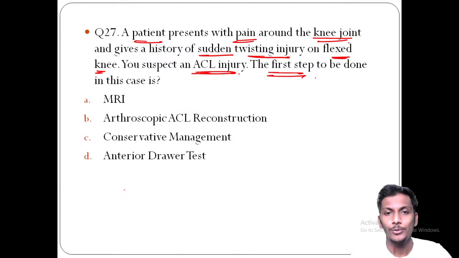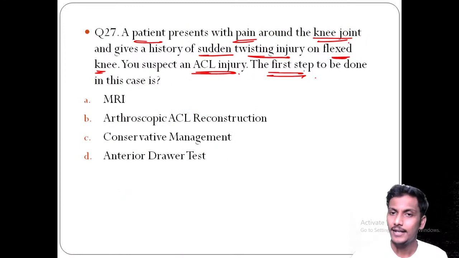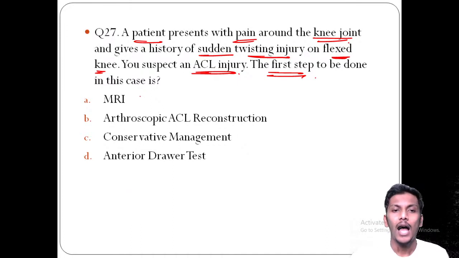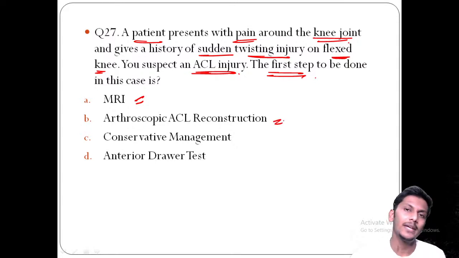Okay, going back to our question now. A patient presents with pain around the knee joint and gives a history of sudden twisting injury. You suspect ACL injury. What will you do as the first step? Are we going to directly go for an MRI? Okay, MRI is very expensive. It is not usually a preferred choice in the first go itself. So are we directly going for an MRI, or are we performing arthroscopic ACL reconstruction directly without making a proper diagnosis? We are just suspecting ACL injury.